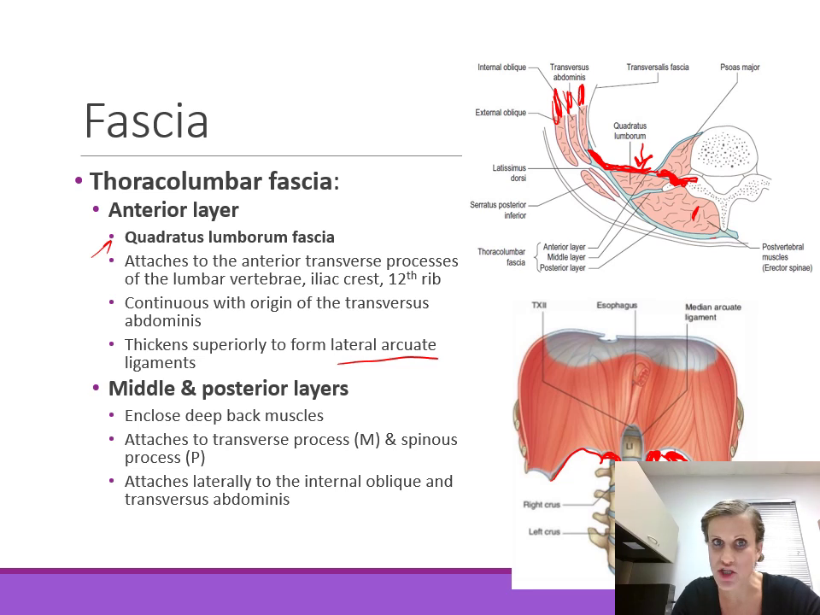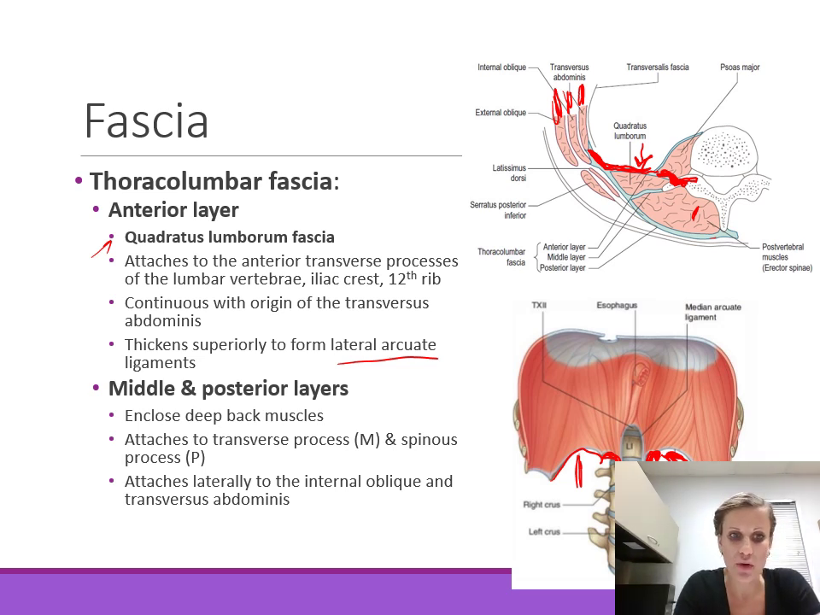So the psoas fascia forms the medial arcuate ligament. The quadratus lumborum fascia, or the anterior layer of the thoracolumbar fascia, forms the lateral ligament. And the quadratus lumborum passes through this little arch right here, the little arch that fits around it.